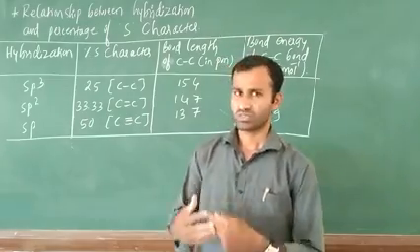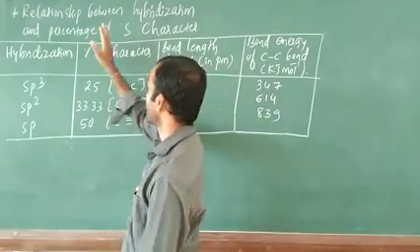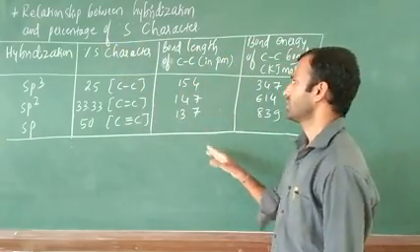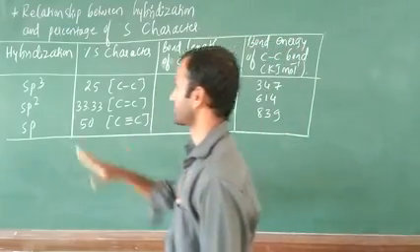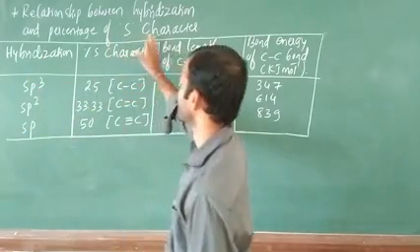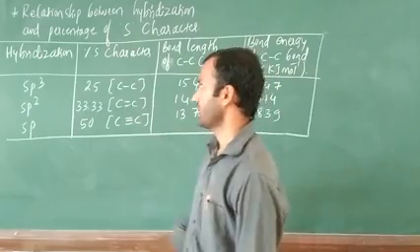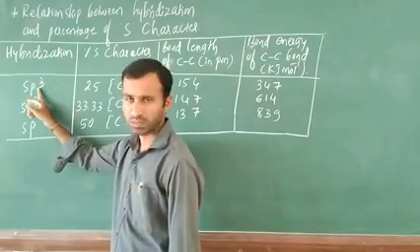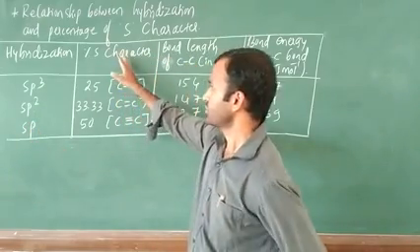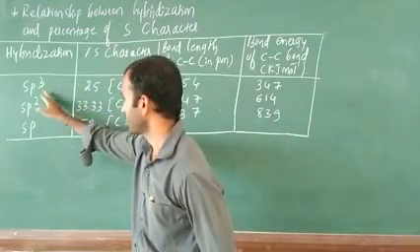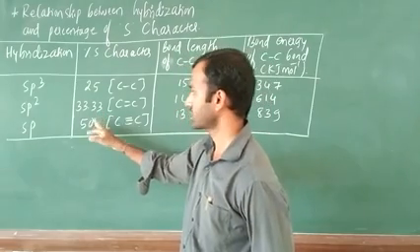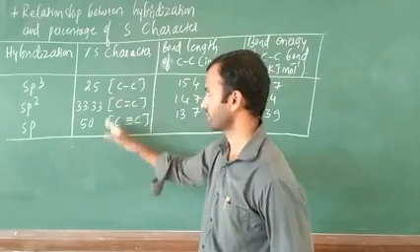Today we are going to discuss the continuation of the last video, the relationship between hybridization and percentage of S character. This is one tabular column. You have to remember this point, the relationship between hybridization. The hybridization column is there, and next one is the percentage of S character. The first hybridization is sp3, the second one is sp2, the third one is sp hybridization. Next, percentage of S character: sp3 hybridization is 25%, sp2 is 33.33%, and sp is having 50%. This is the percentage of S character.